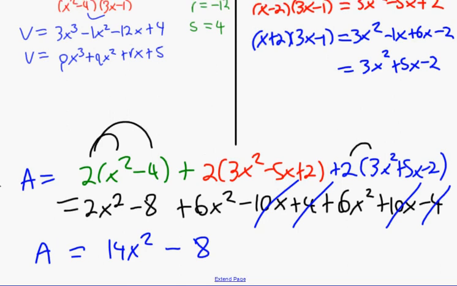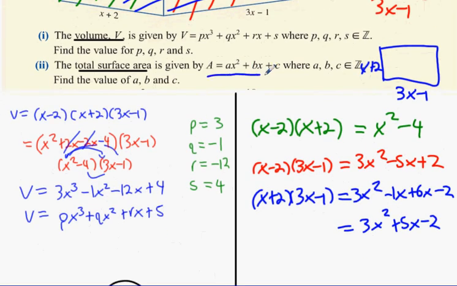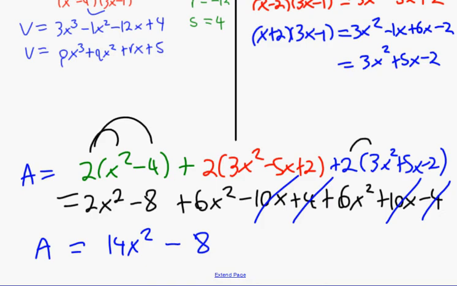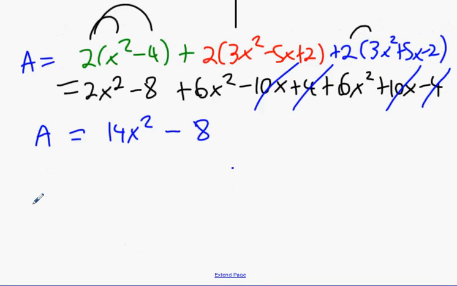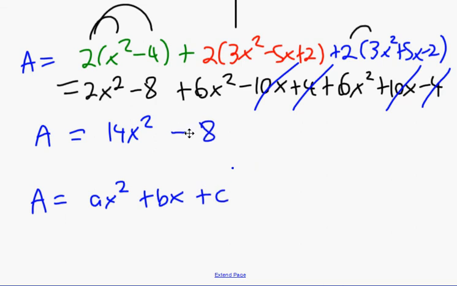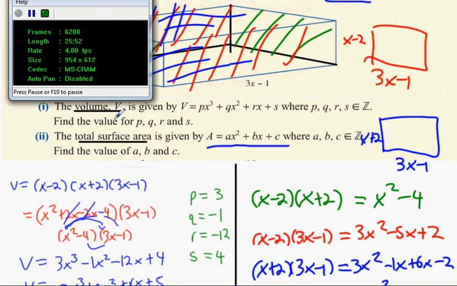Now look at this, guys. Go to the top. They have it expressed as this. Ax squared plus bx plus c. So, area equals ax squared plus bx plus c. Now, see the minus 8? Yeah? What happens if I put plus 0x in between the 14x squared and the minus 8? Does it affect anything? No. So therefore a is 14, b is 0, c is minus 8. Okay, guys.